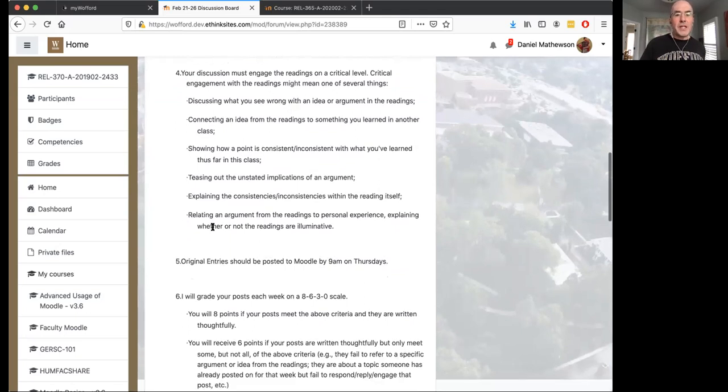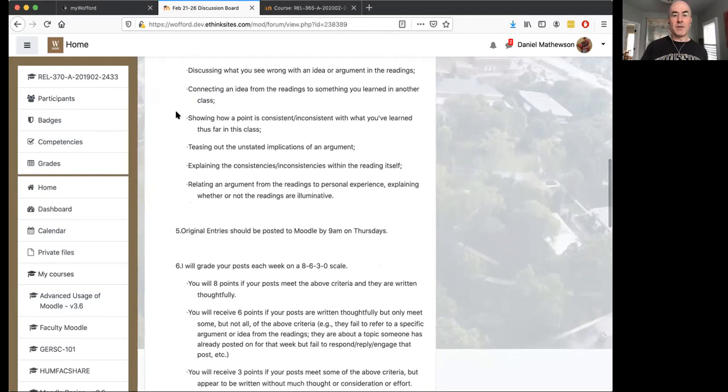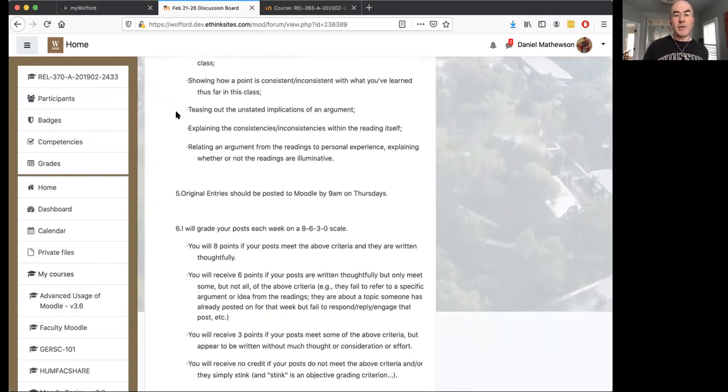This is the important part for me for what I'm calling the open discussion boards, because I want them to read at a critical level. So here I'm defining what I think a critical engagement with the readings might be. It might be discussing what you see wrong with an idea or argument in the readings. It might be connecting an idea from the readings to something you learned in another class. It might be showing how a point is consistent or inconsistent with what you've learned thus far in this class. It might be teasing out the unstated implications of an argument or explaining the consistencies or inconsistencies within the reading itself. It might be relating an argument from the readings to personal experience, explaining whether or not the readings are illuminative.